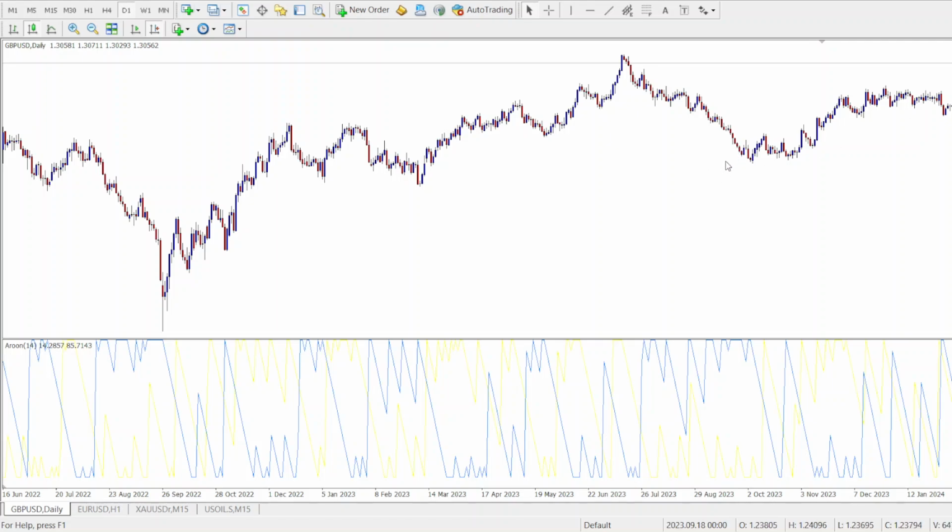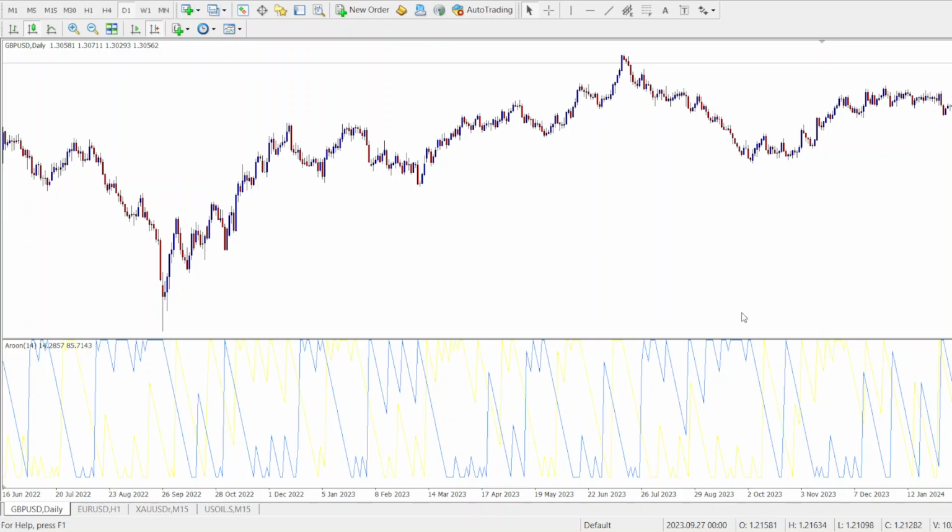It's a custom indicator. The Aroon indicator is actually a nice tool. You can use it to identify trends, the strength of a trend and potential reversals also, because it can give you insight into whether the market is trending or if the market is consolidating.